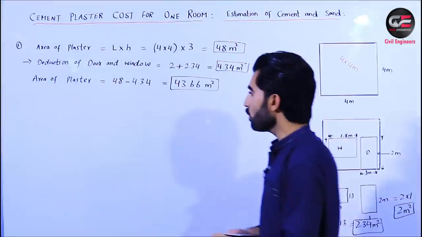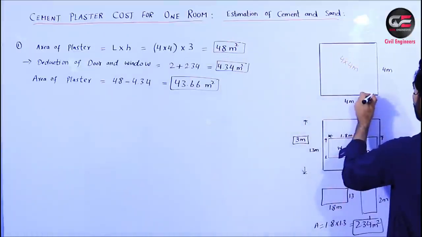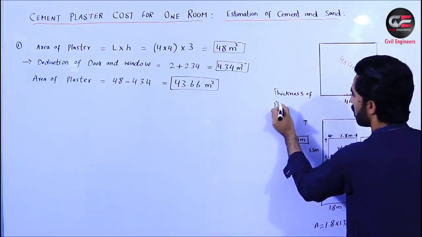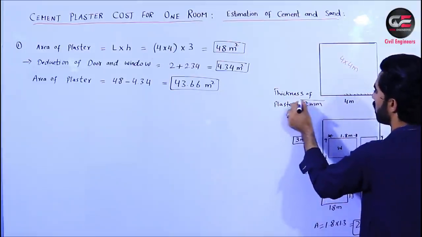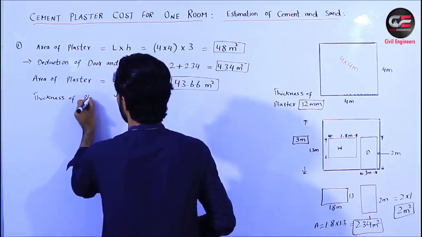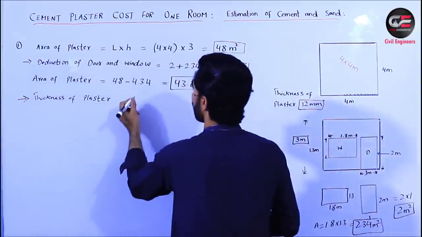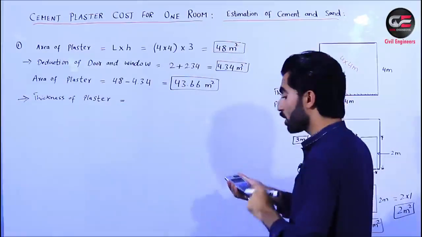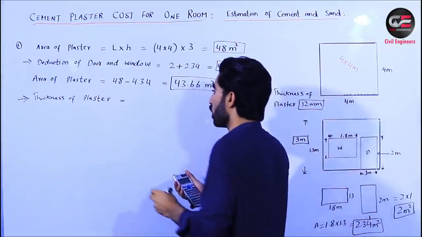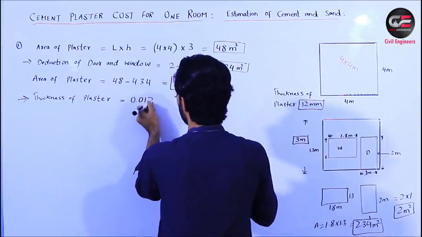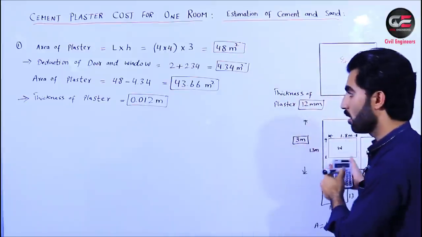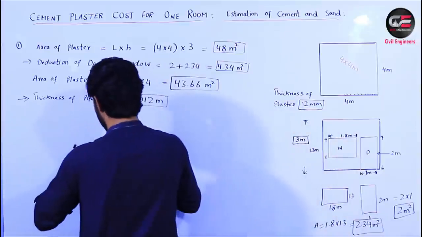Right? Now we require the thickness of plaster. What should be the thickness of plaster? The thickness of the plaster is 12 millimeter. Because we will convert it to meter, this is in millimeter, so 12 millimeter divided by 1000. So we get 0.012 meter. This is the thickness of plaster. Right? Now find the volume of mortar for this plastering of this room. Okay? So guys, now we require what?